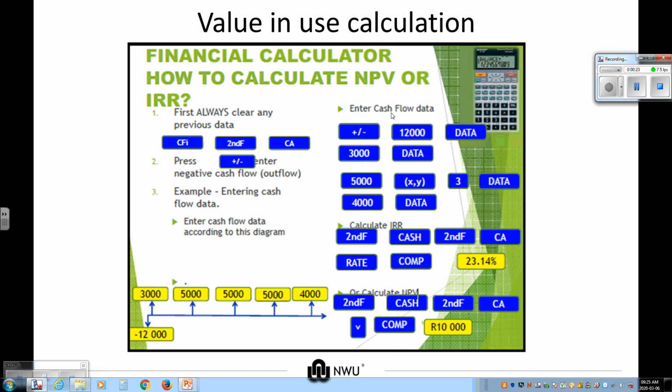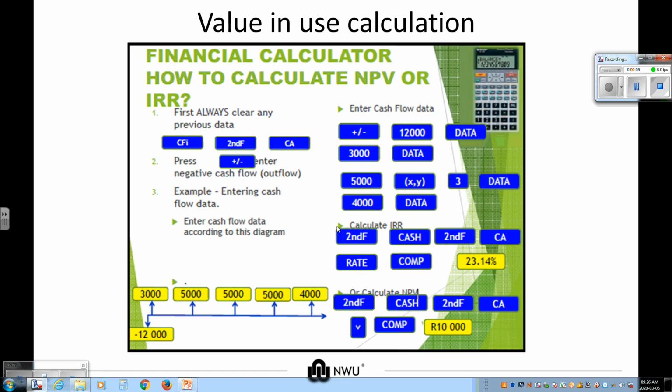To enter our cash flow data, I will press this button to make sure it's showing a negative on your financial calculator. Then you press 12,000 enter and data, and there you have your first cash flow. Then 3,000 data. You can put in 5,000 data three times, or you can say 5,000 and this button and 3, and then it will use 5,000 for 3 years. 4,000 data for our last one.